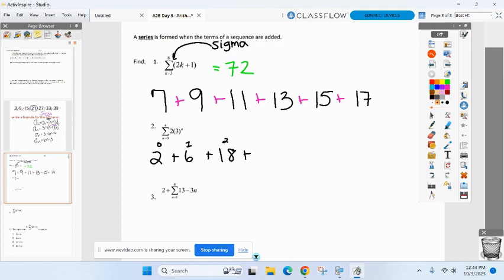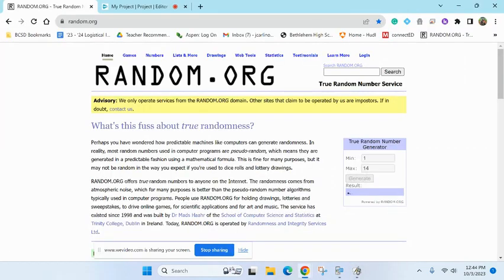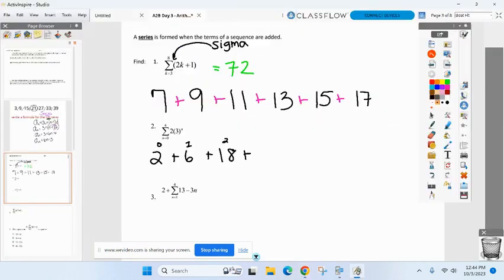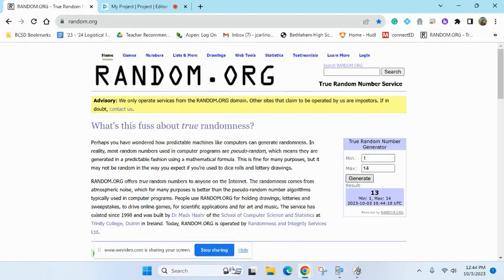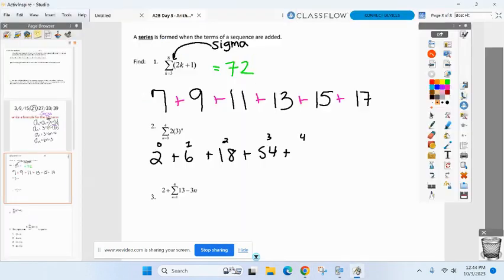Plug in 3 now for me. What do I end up with? Richie? 54. Looks good to me. And now I plug in finally 4 into there. And I end up with 162, right? And now all I need is to add those up. And that's my answer.